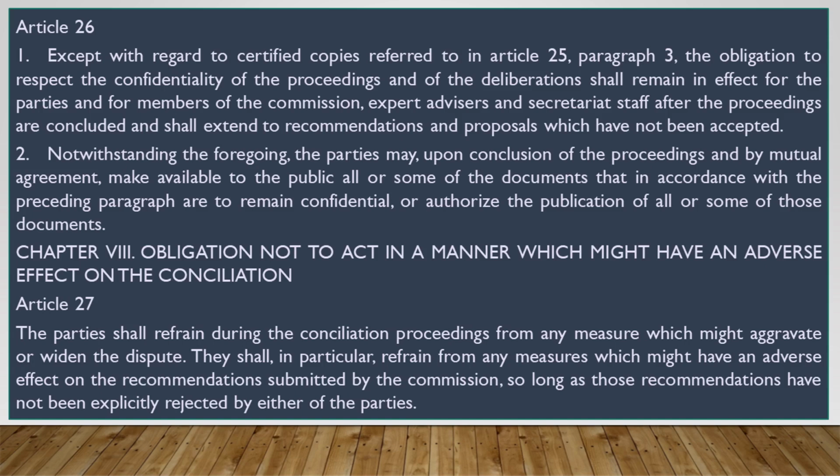Chapter 8. Obligation not to act in a manner which might have an adverse effect on the conciliation. Article 27. The parties shall refrain during the conciliation proceedings from any measure which might aggravate or widen the dispute. They shall, in particular, refrain from any measures which might have an adverse effect on the recommendations submitted by the Commission, so long as those recommendations have not been explicitly rejected by either of the parties.